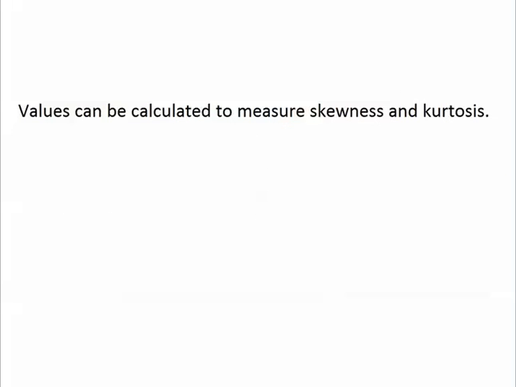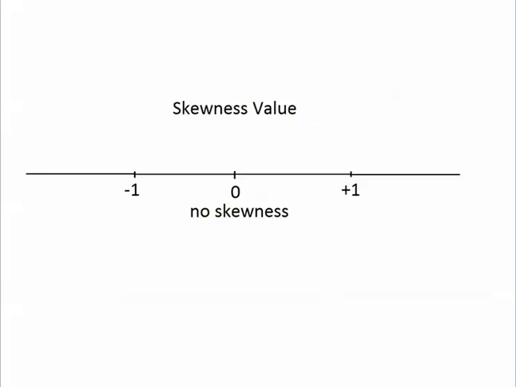And we're not going to get into the formulas for these values right here, but I just wanted to show you that there are values that can be calculated to measure the skewness and kurtosis of a data set. A skewness value can be calculated to show the skewness of a data set, and if the skewness value comes out to a negative number, it means that you have a negative skewness.